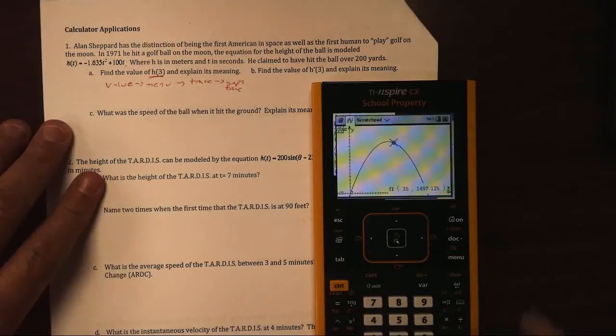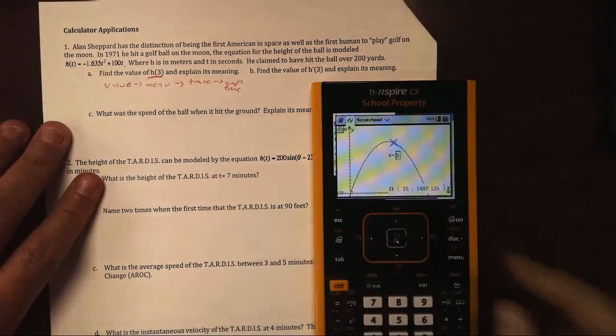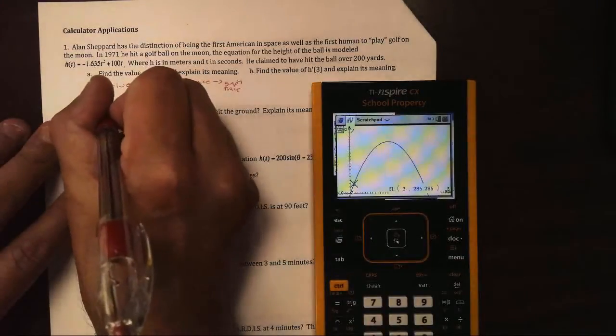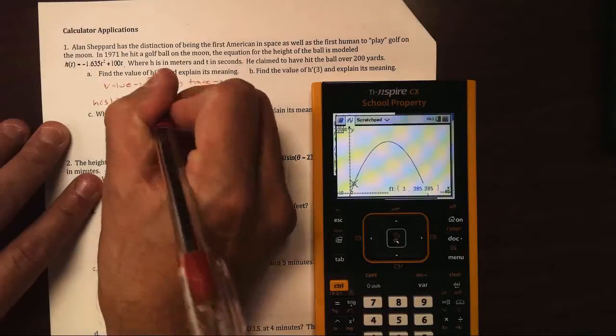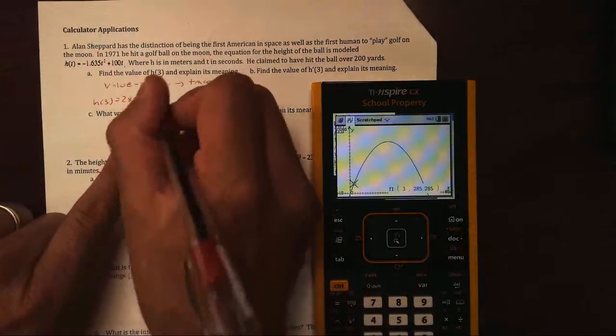I press on 1, and I just type in the number 3. Type in 3, it shows up here in this little box right there. I press enter, and it gives me the height. And I get h of 3 equals 285.285. How cool is that? Now the units, we are in meters, so this is going to be meters.